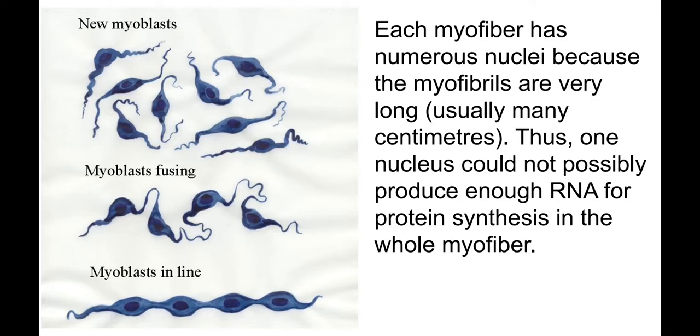So here we see how it was developing in the fetus. There were some myoblasts, small cells, and they fused together, producing a line of myoblasts. And then myofibrils were formed, and every nucleus was producing RNA for protein synthesis, because the cell is so long that we need more than one nucleus.